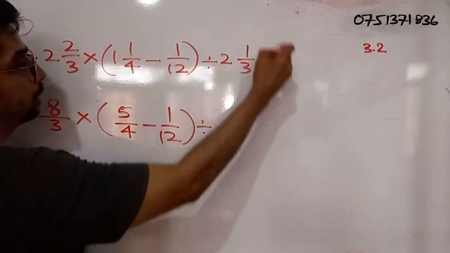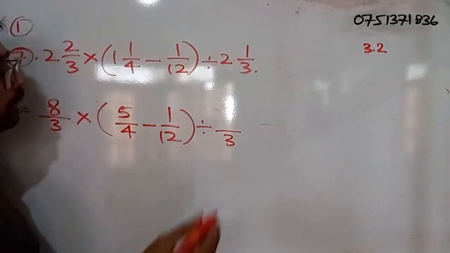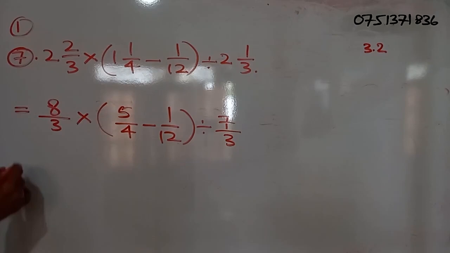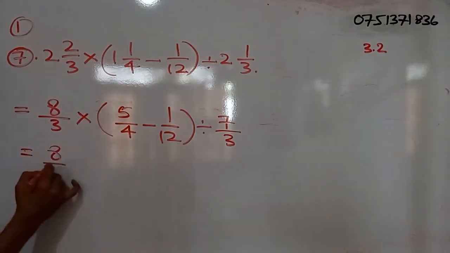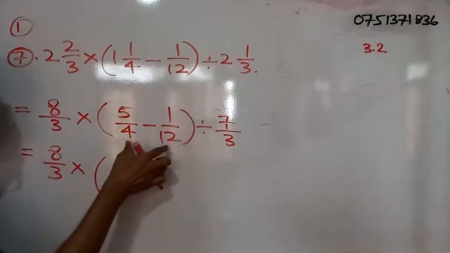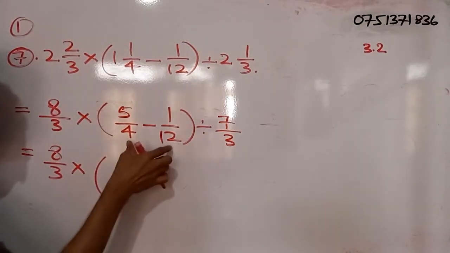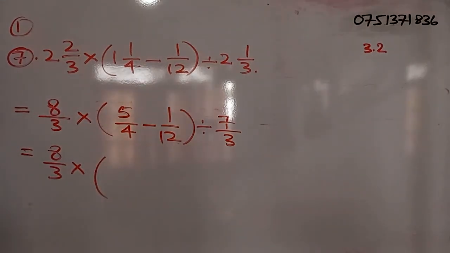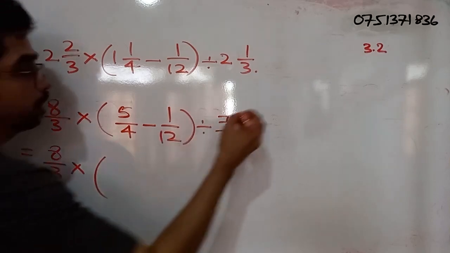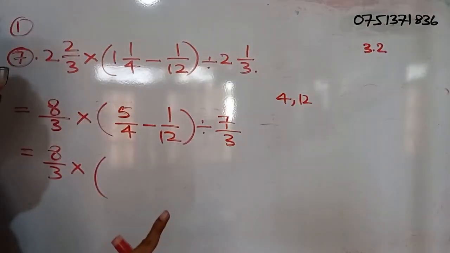So here, when we consider this mixed number, the denominator will be 3. 3 times 2, that is 6. And add another 1, it becomes a 7. So 8 by 3 into, when we consider the brackets, there are 2 fractions and we have to do the subtraction. If we take a look at the denominators, what are the numbers? 4 and 12. So the denominators are not same.